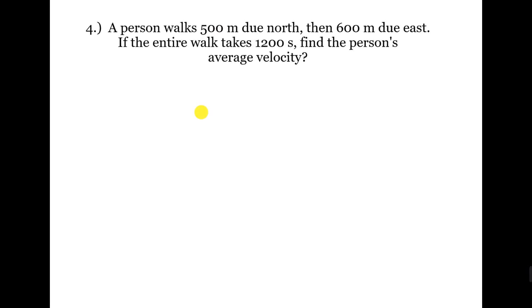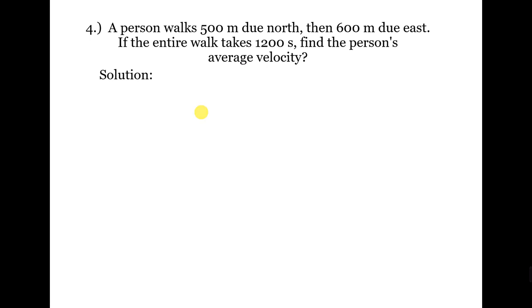Now let us try another type of example. Problem number 4. A person walks 500 meters due north, then 600 meters due east. If the entire walk takes 1,200 seconds, find the person's average velocity. Now let us proceed to the solution.